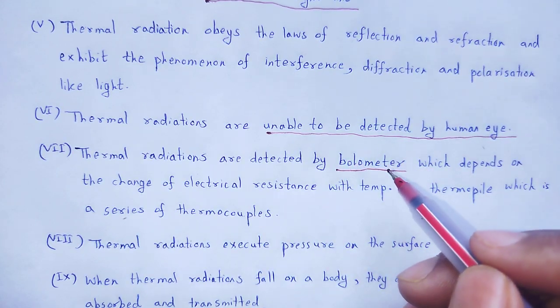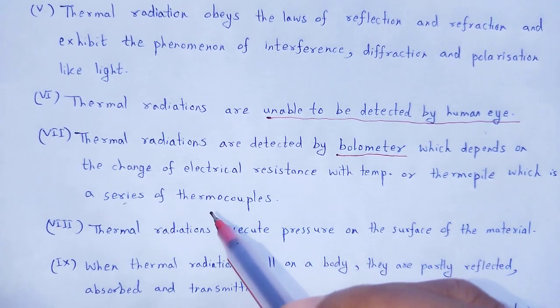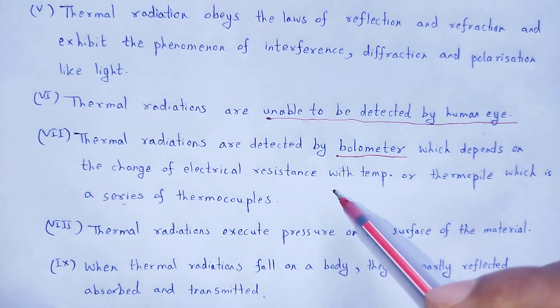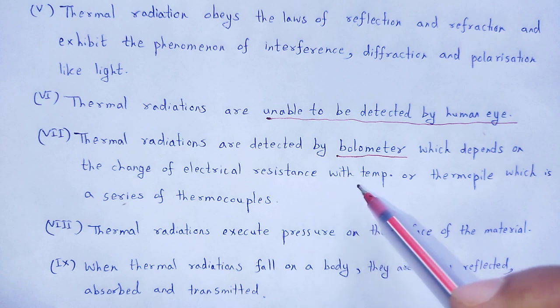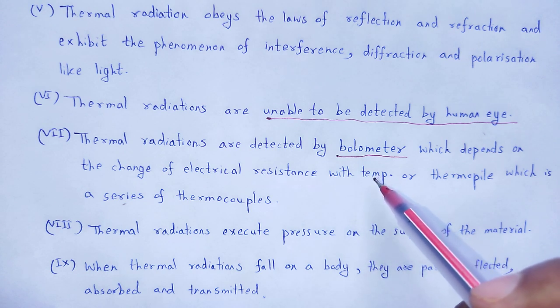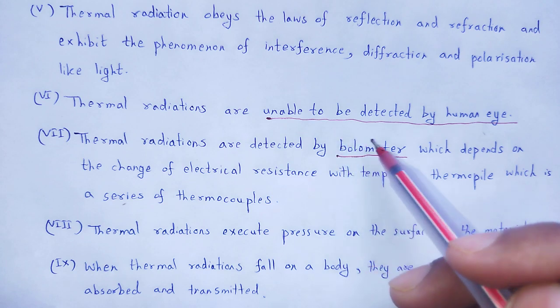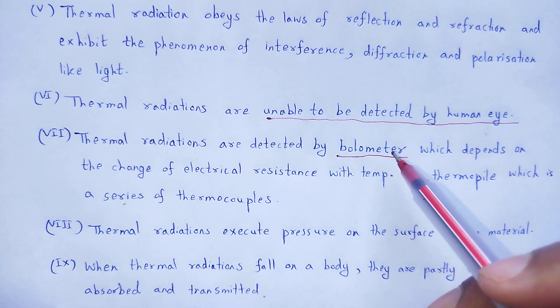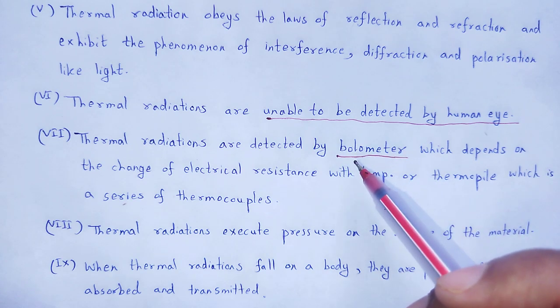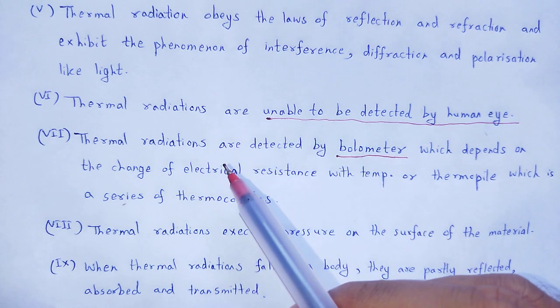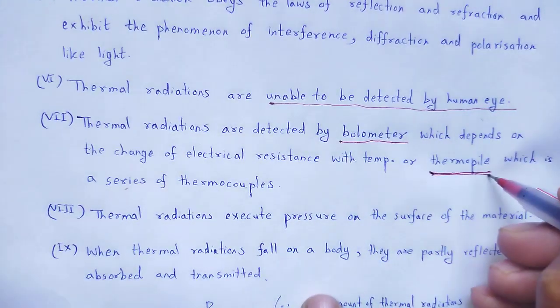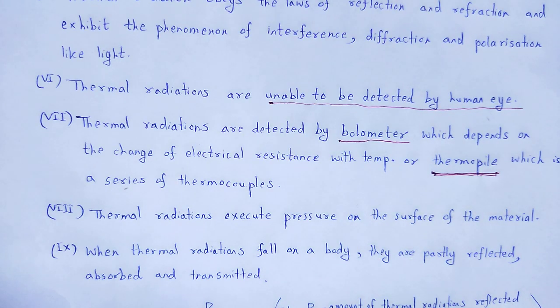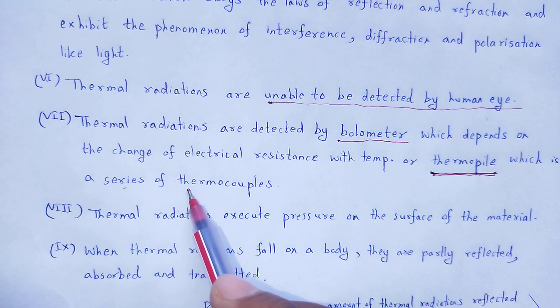That bolometer acts on the principle of the change in electrical resistance with temperature. How electrical resistance changes with respect to temperature is the basis on which the bolometer acts, and by using that bolometer we can easily detect thermal radiations. Another instrument is the thermopile, which is the series combination of thermocouples.